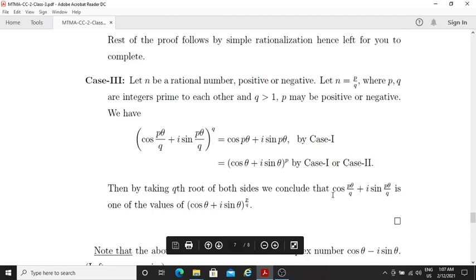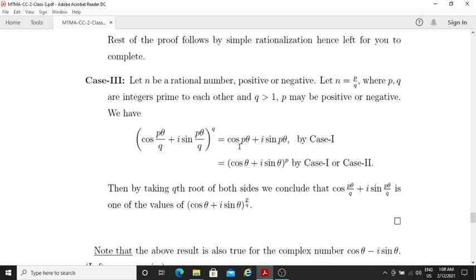Now why does this "one of the values" thing come here? Because whenever you take the cube root of this complex number, you are supposed to get q different values. In particular here, if you take the cube root of this complex number, you are supposed to get q different values. And this is merely one of the q different values.